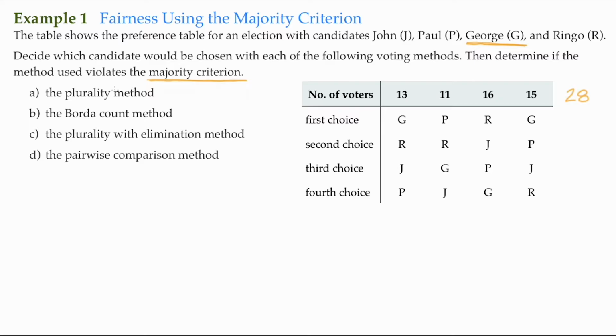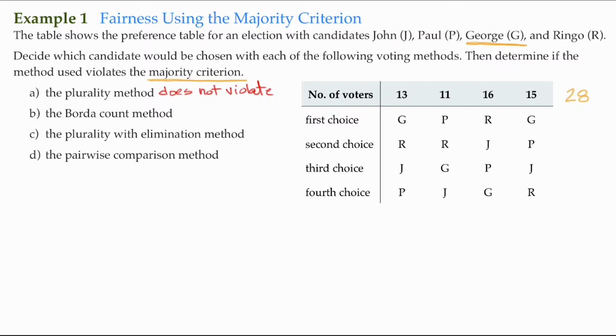A plurality is whichever candidate has the most first choice votes, and no other candidate can have more votes than the one who has a majority. So this is not possible. So right here, I'm just going to put down does not violate. So this voting method, the plurality method, does not violate the majority criterion.